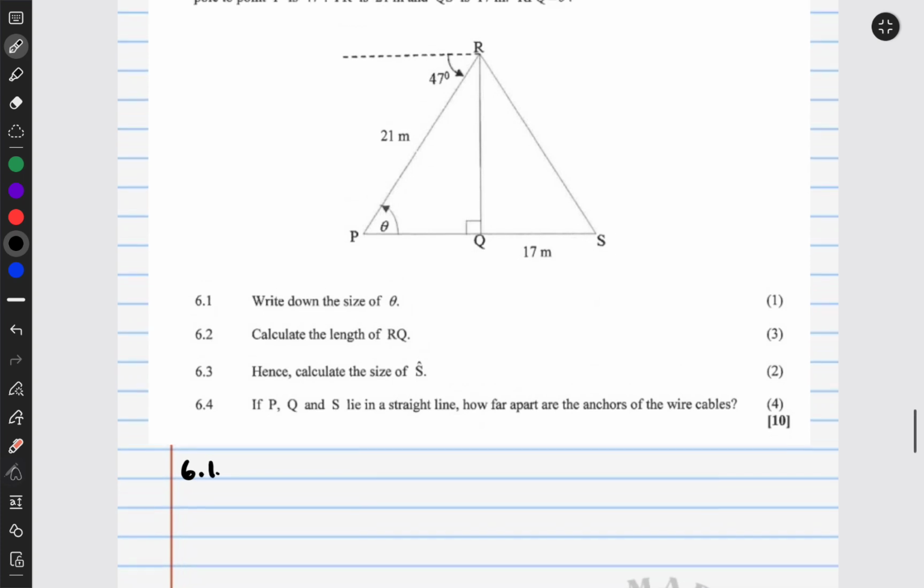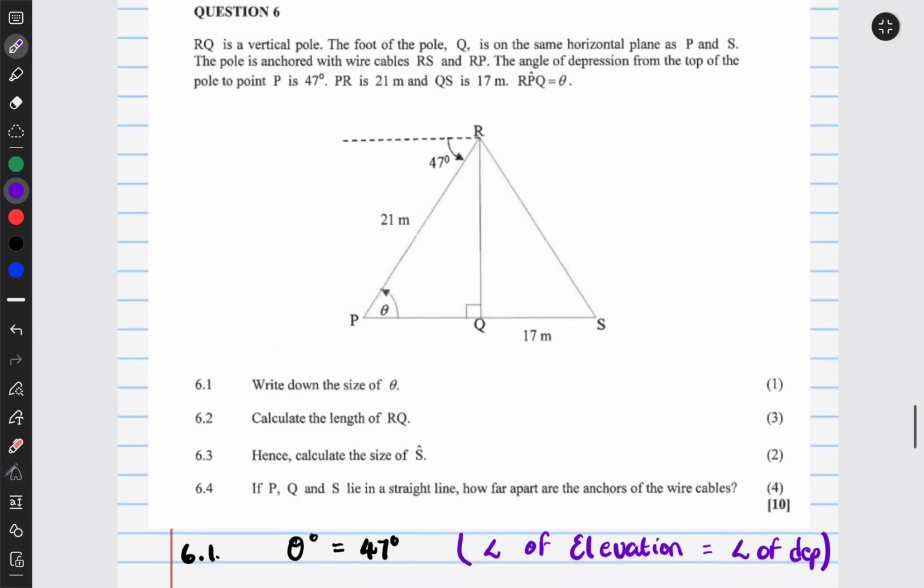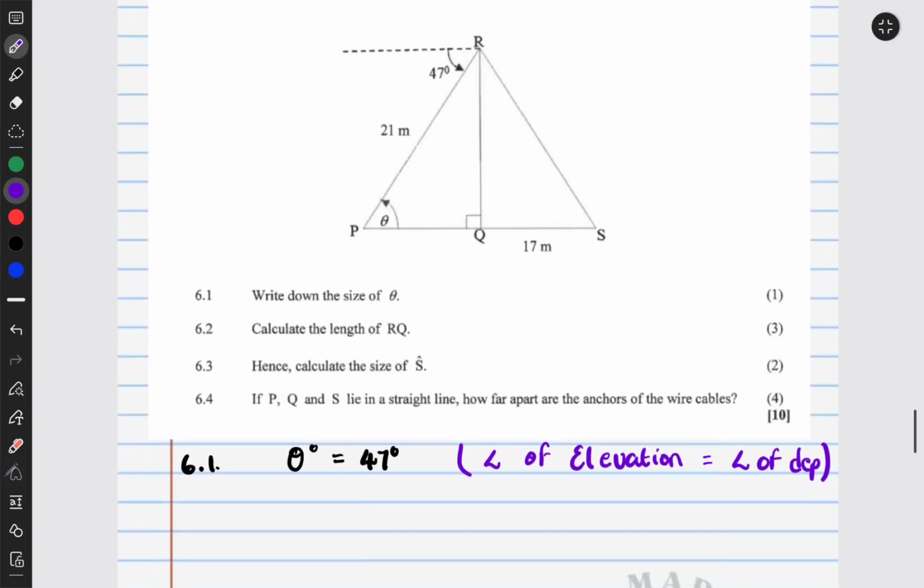Theta is equal to 47 degrees, and you give the reason: since this is the angle of elevation of R from P, we say angle of elevation is equal to angle of depression. We're given the angle of depression, which is 47 degrees there, so those two are equal since they are alternating angles.